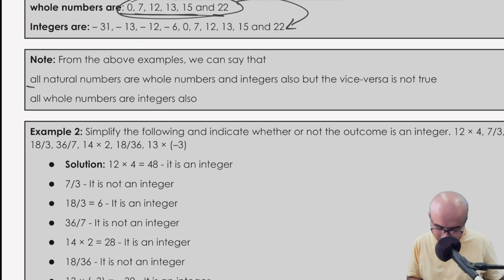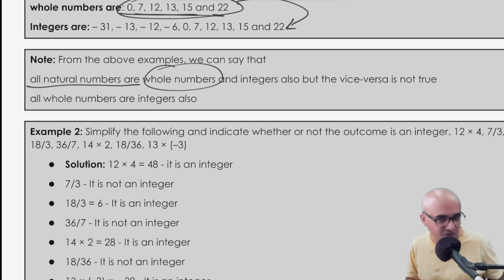Okay, they have summarized something. Let's see. All natural numbers are whole numbers. Of course, yes. And natural numbers are whole numbers and also integers at the same time. But all integers need not be whole numbers, and all integers need not be natural numbers.